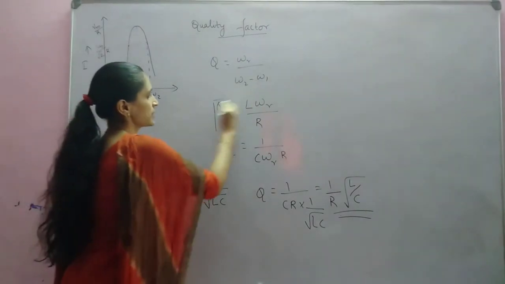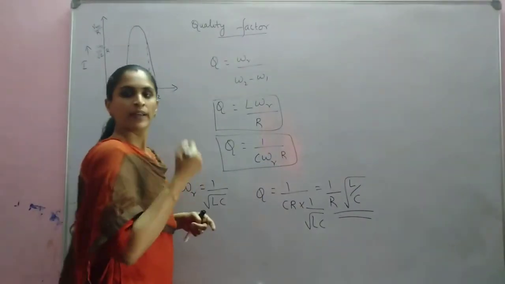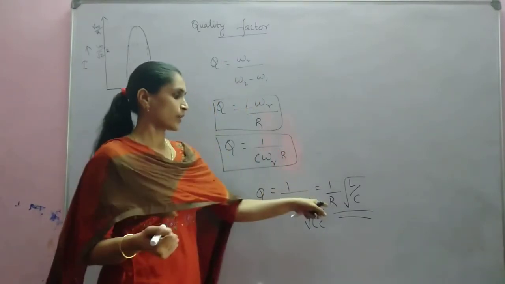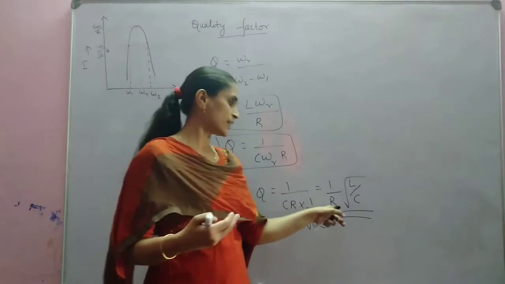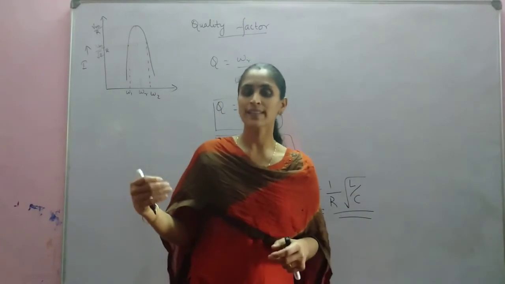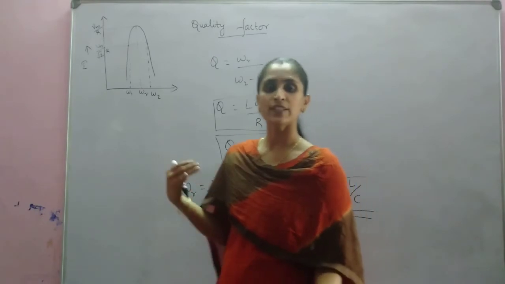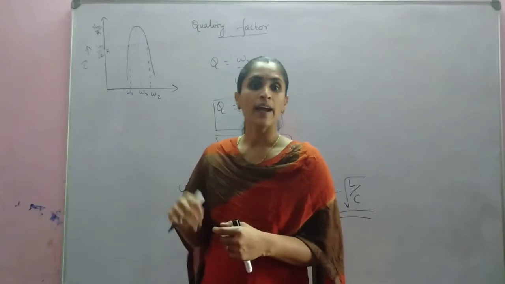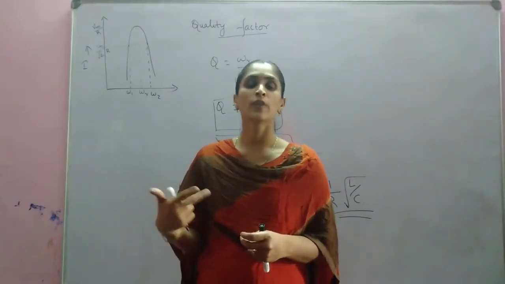So you can represent it either in terms of inductor, capacitor and angular frequency, and if angular frequency is not given, you can find it if the inductance, capacitance and resistance values are given. You can represent quality factor in terms of these also. And now we will discuss different types of graph if there is variation in the value of resistance. If we are plotting omega and I, we can see what the variation in the graph will be if the value of resistance is changing.